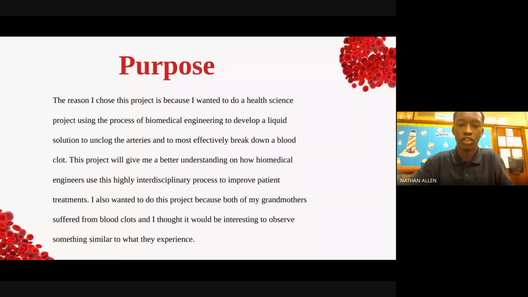My purpose. The reason I chose this project is because I want to do a health science project using the process of biomedical engineering to develop a liquid solution to fully unclog the arteries and to most effectively break down a blood clot. This project will give me a better understanding of how biomedical engineers use this highly interdisciplinary process to improve patient treatments. I also want to do this project because both of my grandmothers suffered from blood clots, and I thought it would be interesting to observe something similar to what they experienced.